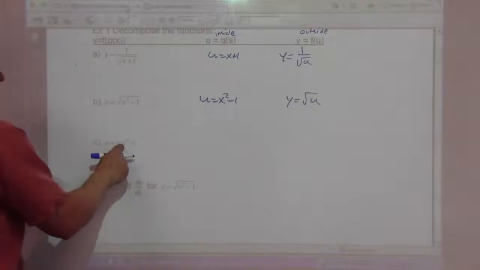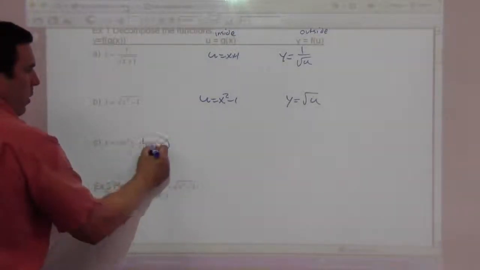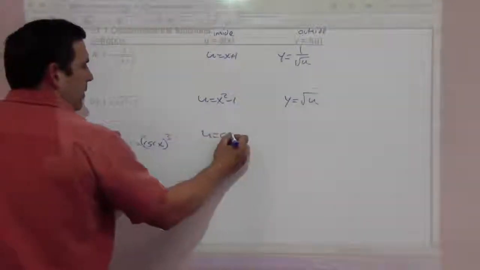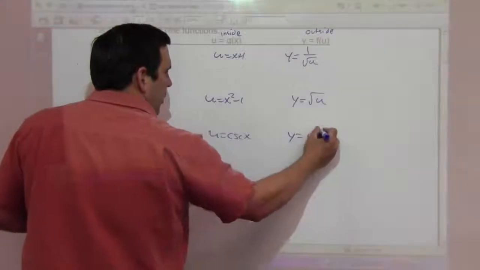Next, y equals cosine cubed of x. Think of this as cosine of x quantity cubed, so our inside function is cosine of x, and our outside function is u cubed.